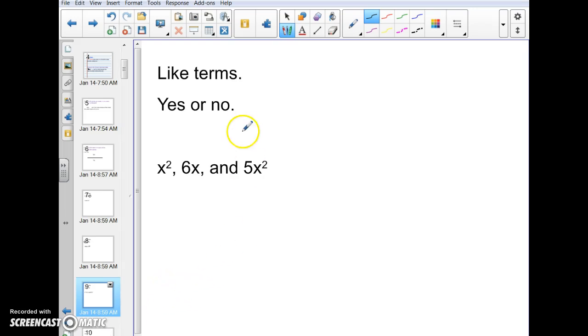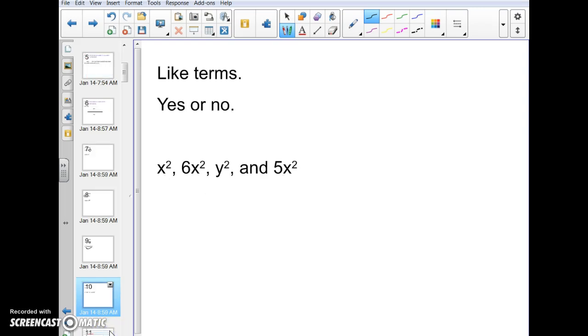Correct answer is no. These two are like terms, because they have the same base and power, but this one, the same base, different power. So all three of them are not like terms. These two are, this one is not.